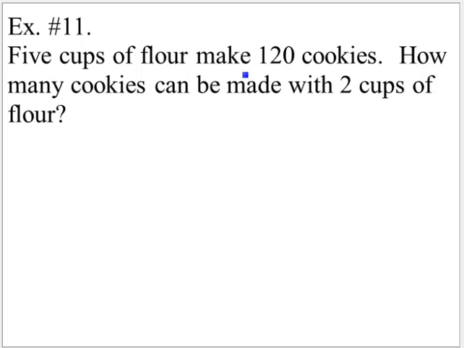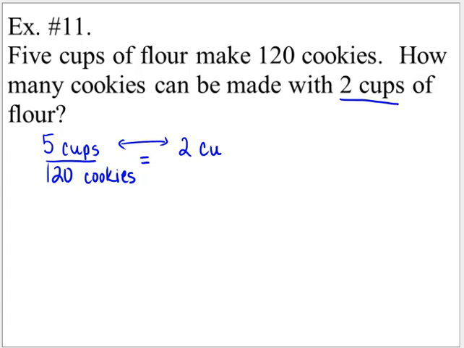5 cups of flour make 120 cookies. So 5 cups make 120 cookies. And notice that I'm putting the labels on there, because what I'm going to do when I answer this next question is I'm going to match up my units like I was just talking about doing. How many cookies can be made with 2 cups of flour? So they give me the units 2 cups. So that means I need to match these two up. So I'm going to put 2 cups on the top of the fraction, and down below is what I'm trying to figure out, how many cookies I can make with that.